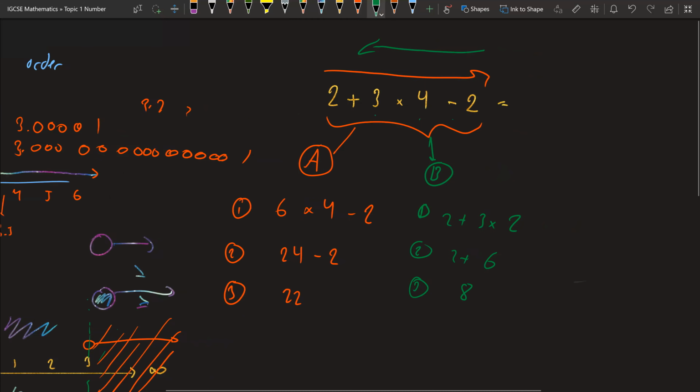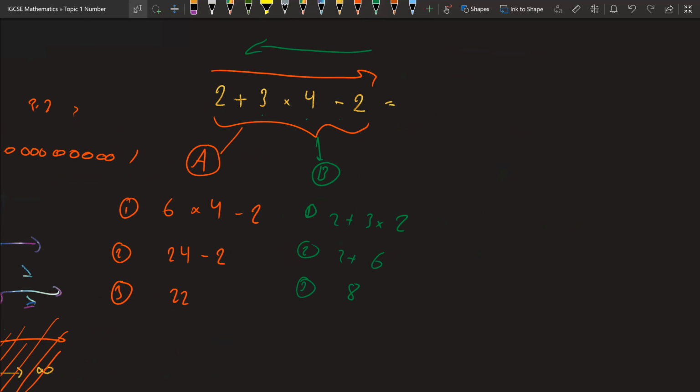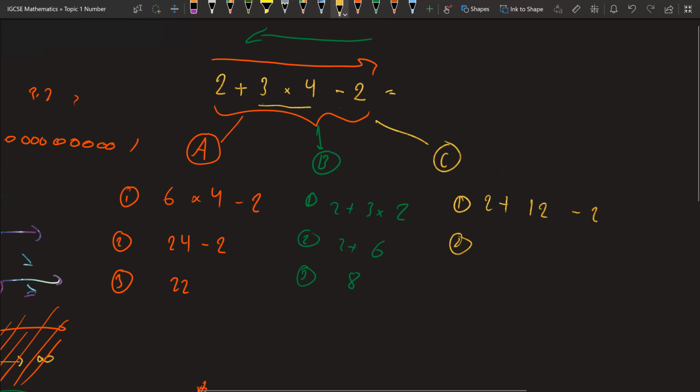And the other person, C, he does it this way. He multiplies first by 12, then 2, 3 here, step 2. It doesn't matter how you do the operation now. Subtract 2, get 2, get 12 as the answer.